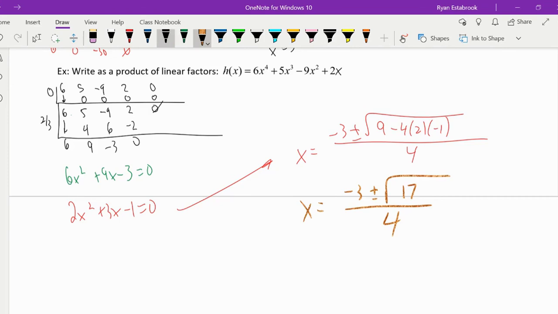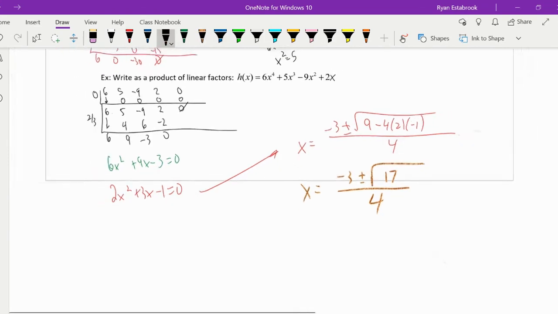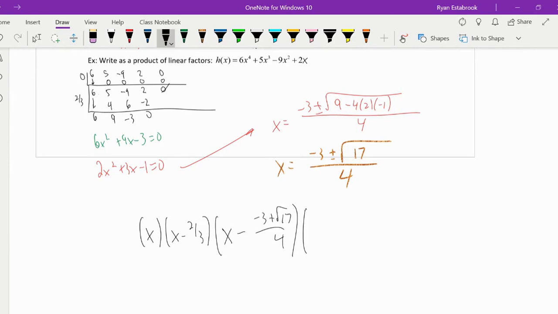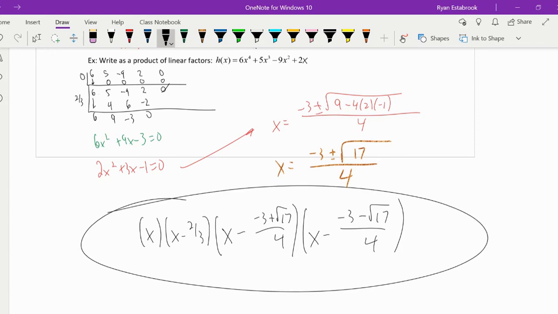We have this. So to answer the question, product of linear factors, we'd have x minus 0, just x, minus 2/3, which I could rewrite as 3x minus 2, it would be the same thing. And then, x minus -3 plus the square root of 17 over 4, that looks disgusting. x minus -3 minus the square root of 17 over 4. But because it says a product of linear factors, I'm going to make it look like that.